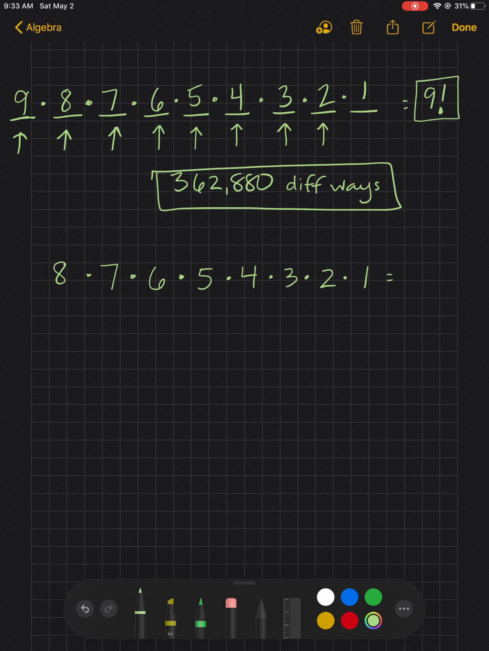So how many different ways can we arrange those 8 players in the 8 lanes? Well, 8 times 7 times 6 times 5 times 4 times 3 times 2. I don't have to do the times 1. All right. So it's 40,320 different ways that they can be arranged. Okay? No problem, right?